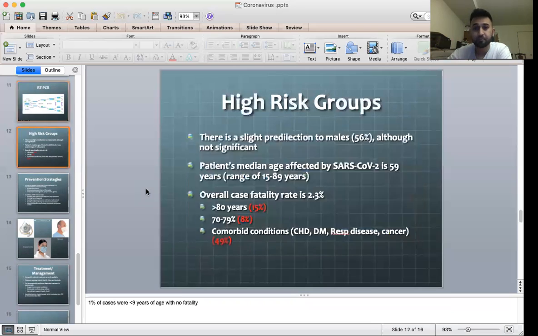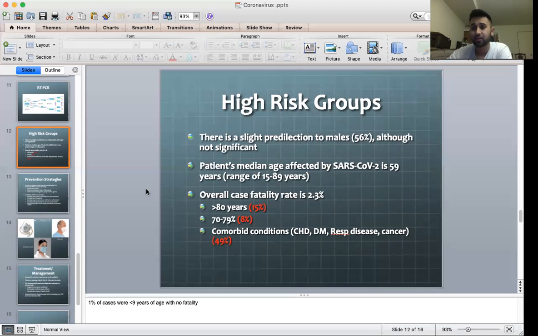And so the higher risk groups, males have a little bit of a higher predilection, about 56%. I don't think that's significant. So I would say about a 50-50 male to female ratio. The patient's median age is actually around 59 years of age, but the range is from the age of 15 all the way to 89.